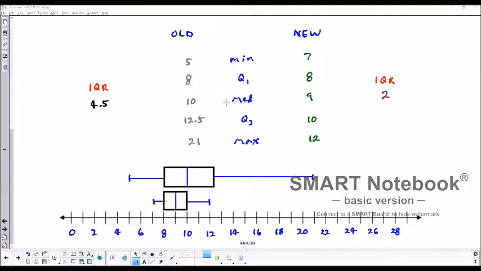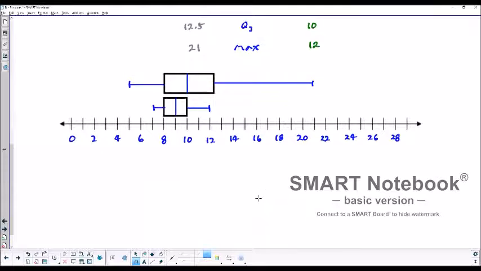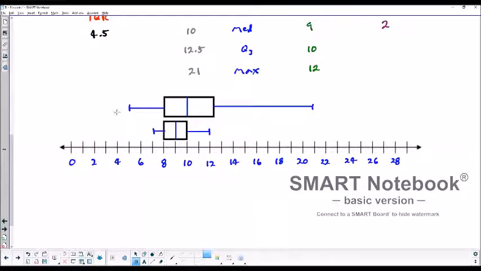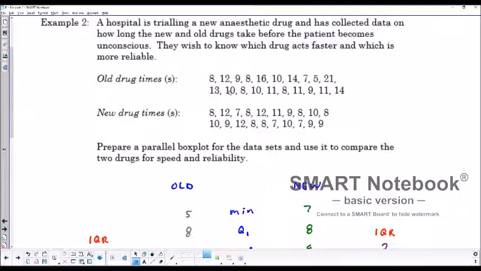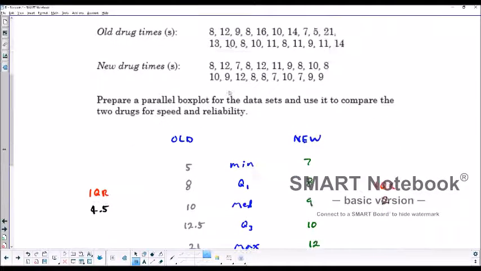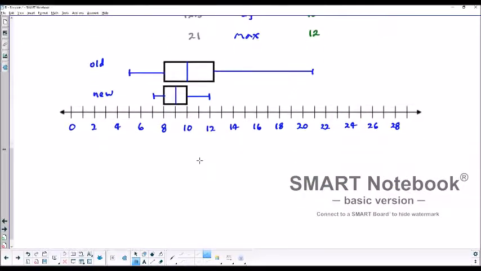So, once we get all the values, then we draw the box plot. The box plot's sort of what's most interesting about this and gives a nice visual. We see that the old drugs, the ones at the top here, have a larger range. They go from 5 up to 21, so a range of 16. In terms of time, this is probably the time for effectiveness, or how fast they would be acting. So there's a lot less consistency there. There's a wider range of values.